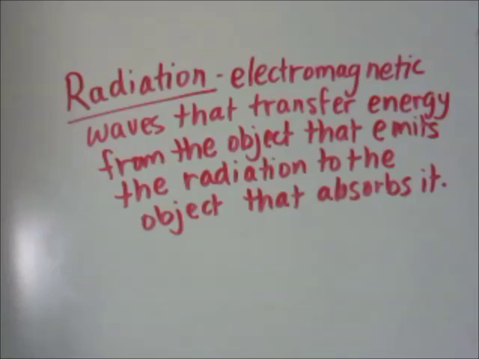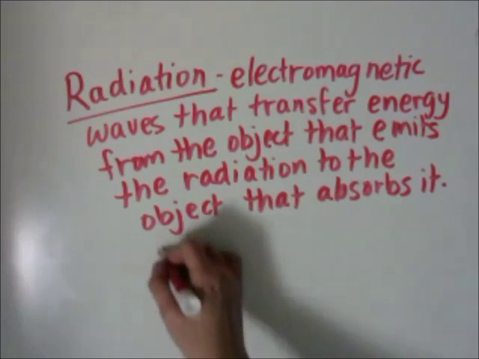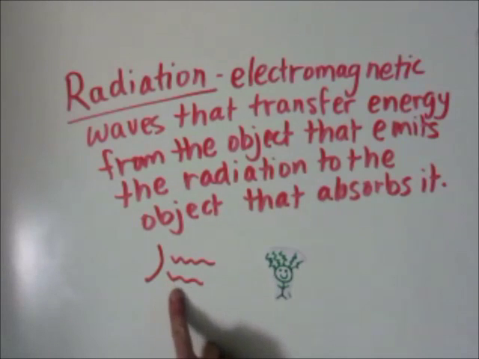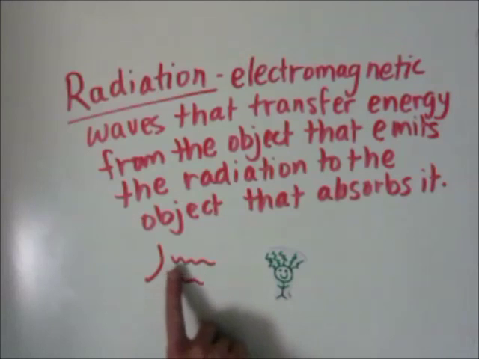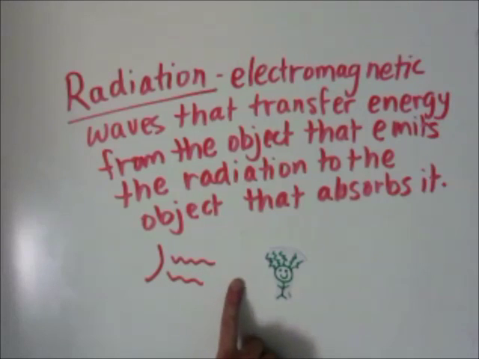Radiation is electromagnetic waves that transfer energy from the object that emits the radiation to the object that absorbs it. So when you go out in the sun and you feel the sunlight, there's no fluid that's passing the heat. You're not in direct contact with the sun, but you have the electromagnetic waves from the sun. They come from the sun through the vacuum of space and will warm the earth and you if you're outside in the sun. Those are the three main types of heat transfer.